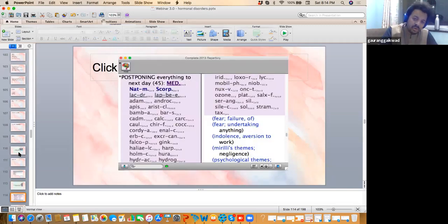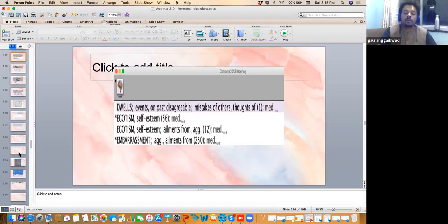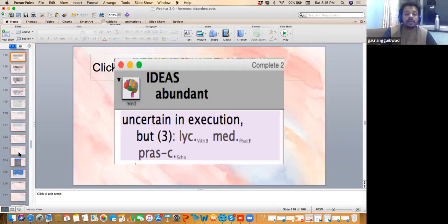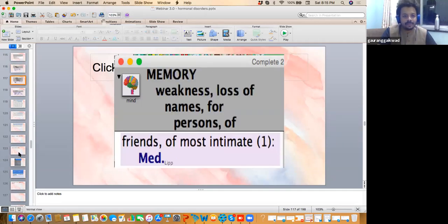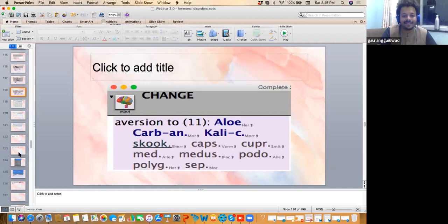Postponing is very strong in Medorrhinum. When someone constantly postpones, it's Medorrhinum. Constant thinking about the past is also Medorrhinum. Lots of ideas but doesn't do what is planned is Medorrhinum. Change aversion is also Medorrhinum, and loses the thread of conversation.